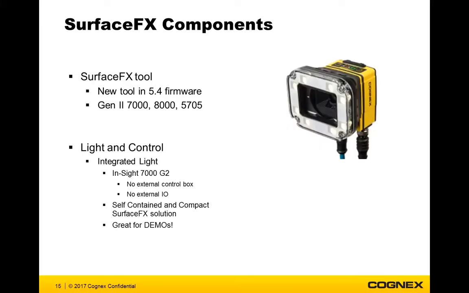Let's start with the integrated light. Now, the 7000 has an integrated light. It does have bank control, and this is a diffuse on-axis light, but some of those light rays actually come in at a low angle. So when this is about 3 to 5 inches from your part, it actually can generate some nice shadowing and some nice reflections, which is what SurfaceFX needs.